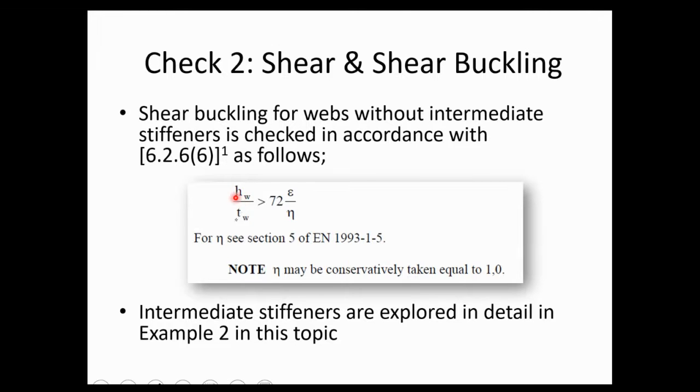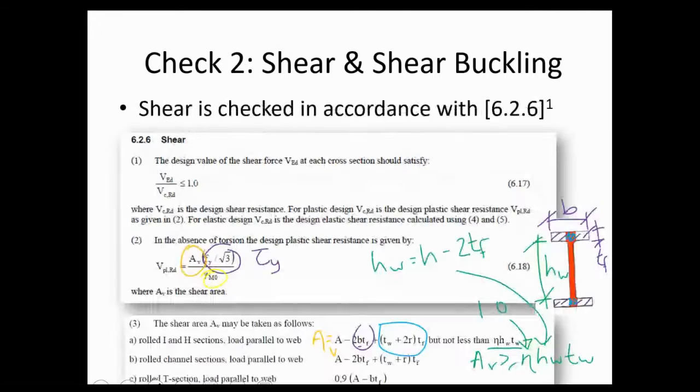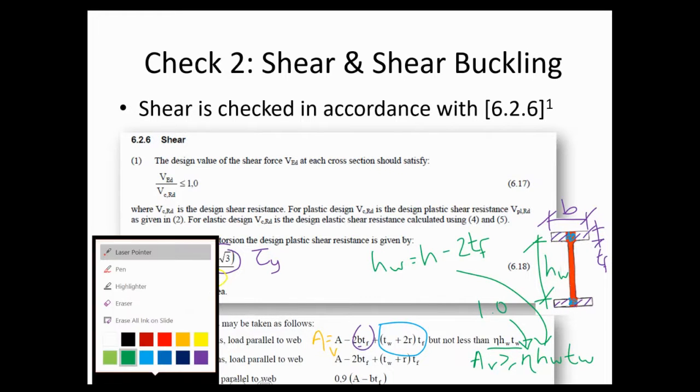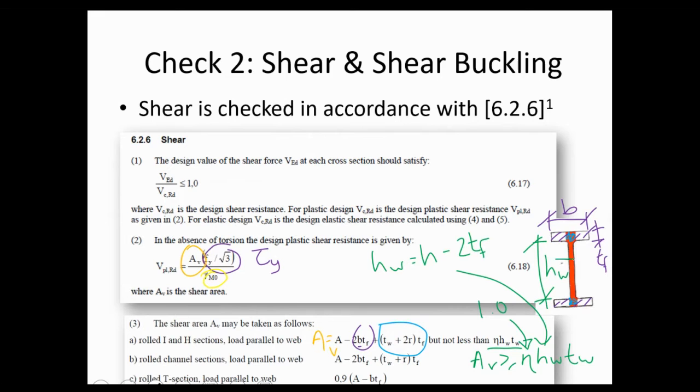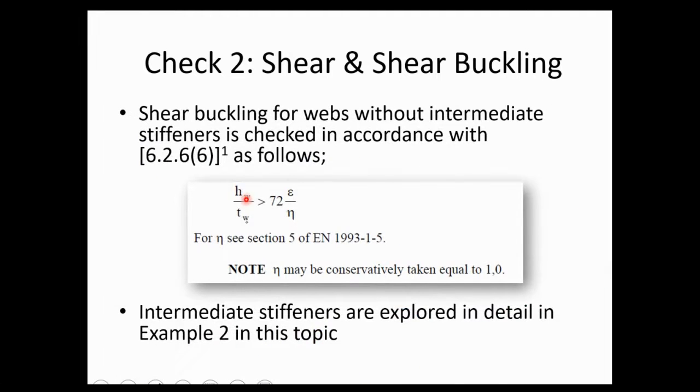So where the height of the web divided by the thickness of the web. So we're looking at this slenderness here, basically the height of the web, HW, divided by the thickness of the web. So this is the thickness of the web. We're really interested in how slender the member is. So the taller it is relative to the thickness of the plate, the more slender it is.